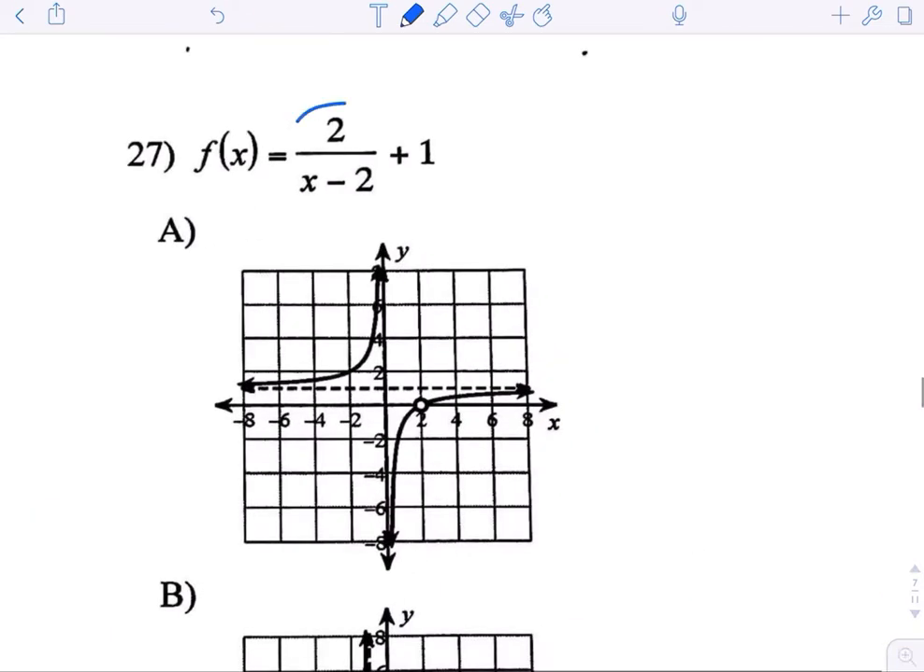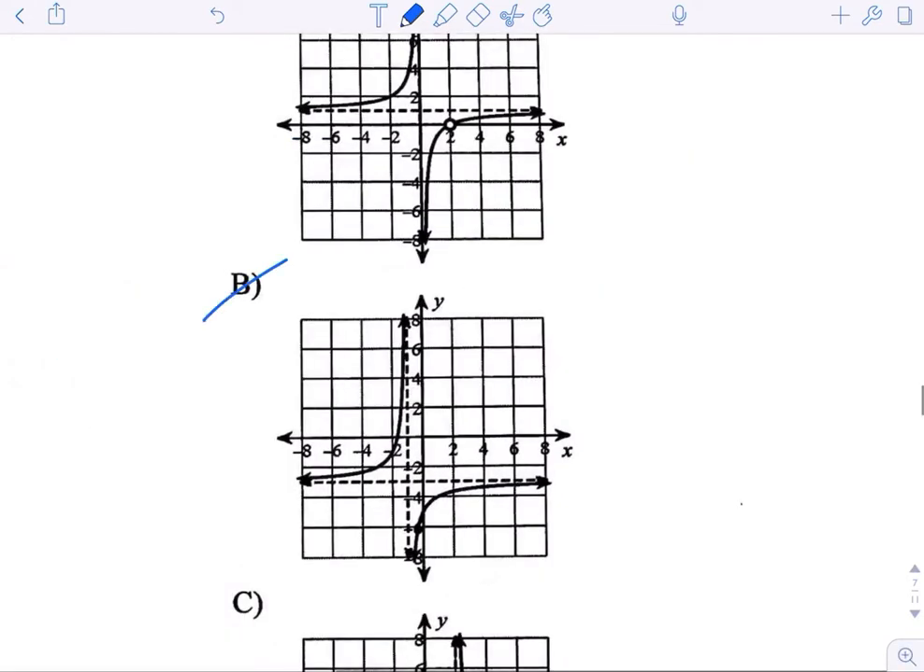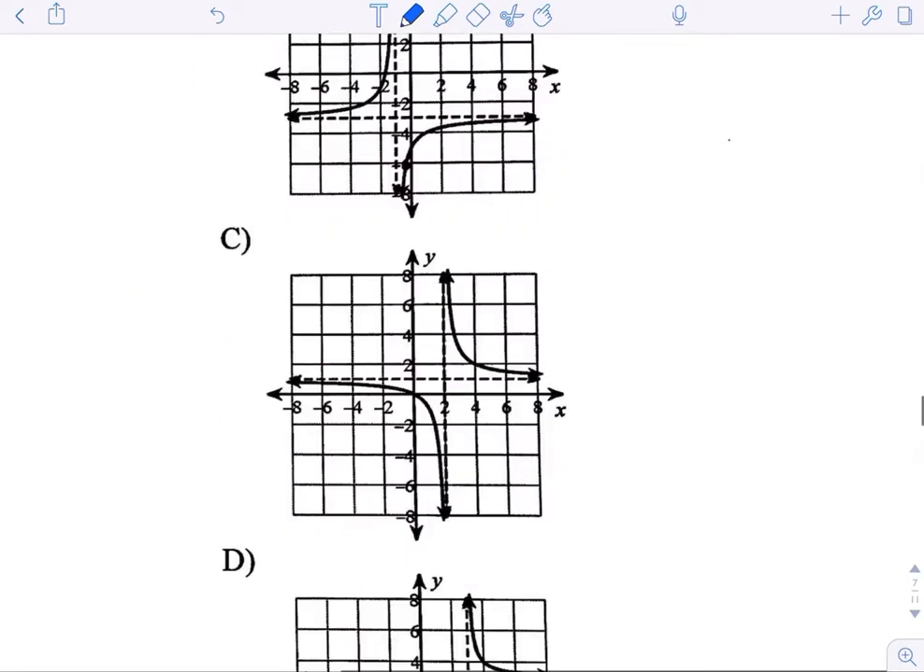Okay, alright, that's a positive function, so you know it's going to be in quadrants 1 and 3. The vertical asymptote, set the denominator equal to 0, so it's going to be at x is equal to 2. Horizontal asymptote is y is equal to 1. So you know it's in quadrants 1 and 3, and vertical asymptote of 2, horizontal at 1. VA and HA, right? Okay, A, that's in quadrants 2 and 4, so that cannot be it. B, that's also in quadrants 2 and 4, so that can't be it.